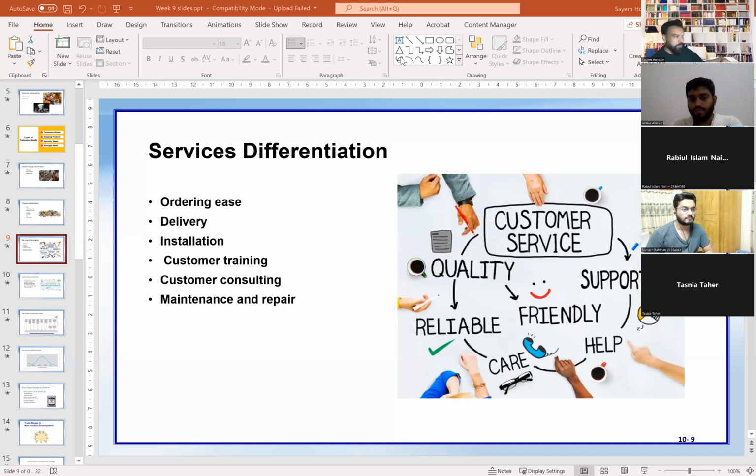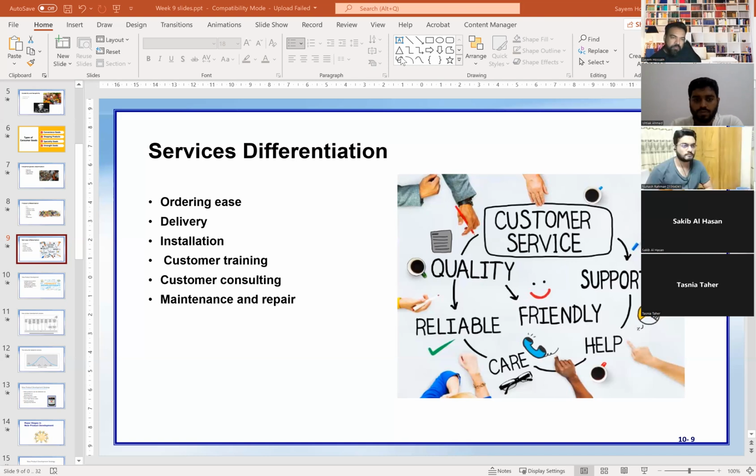Okay, sir. The new equipment, yeah. Sir, maintenance and repair, does that refer to after-sales service? Yes, definitely. It's all about the after-sales service, or it could be even during the life cycle of the product as well. Thank you.